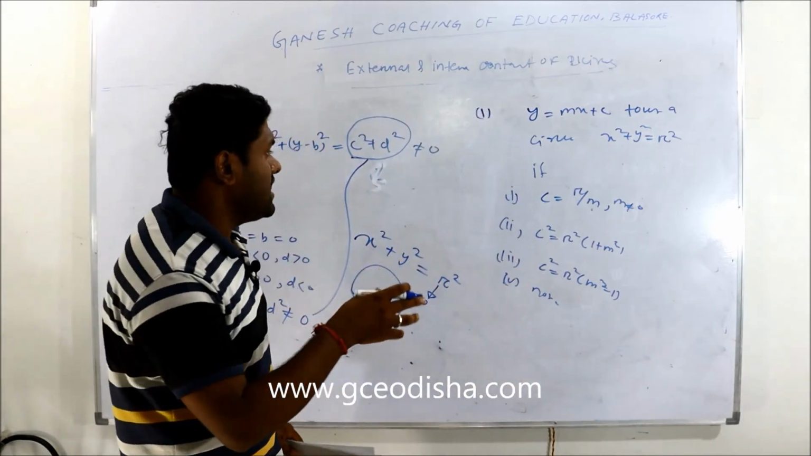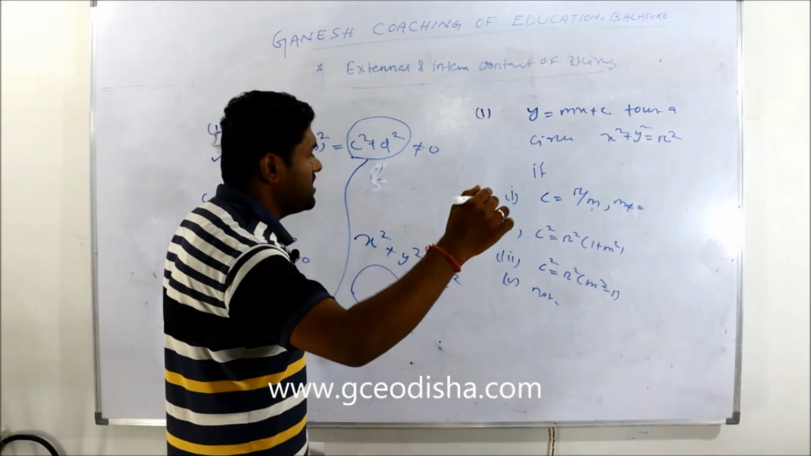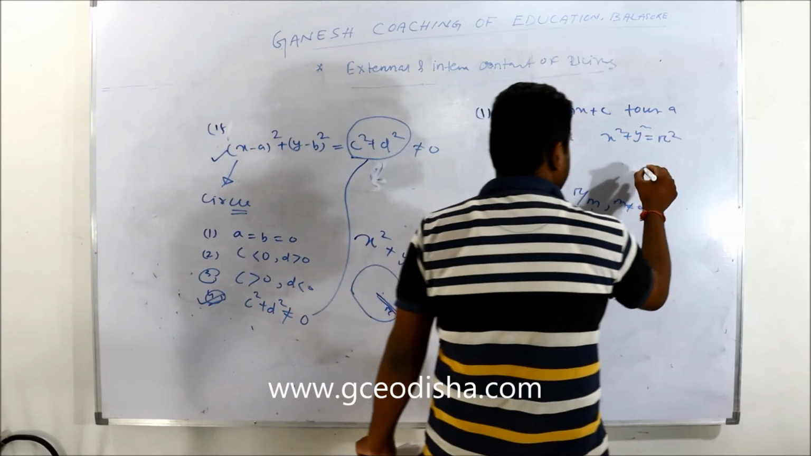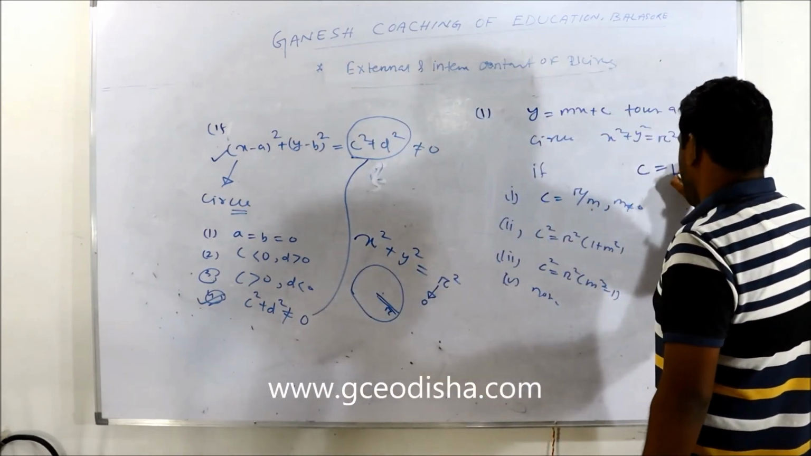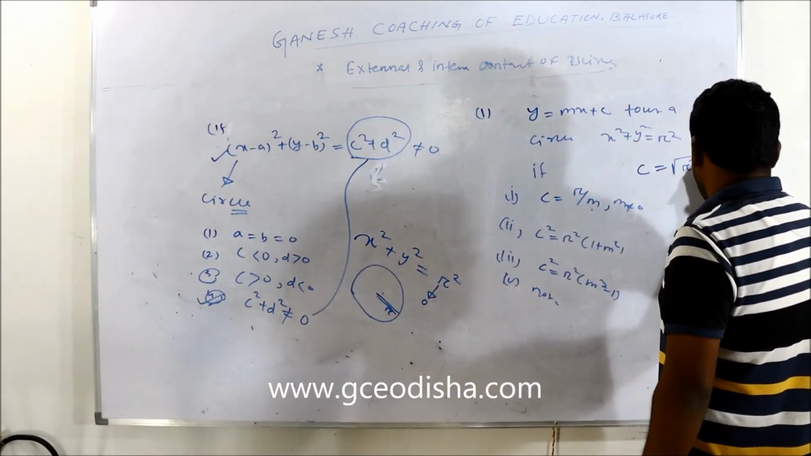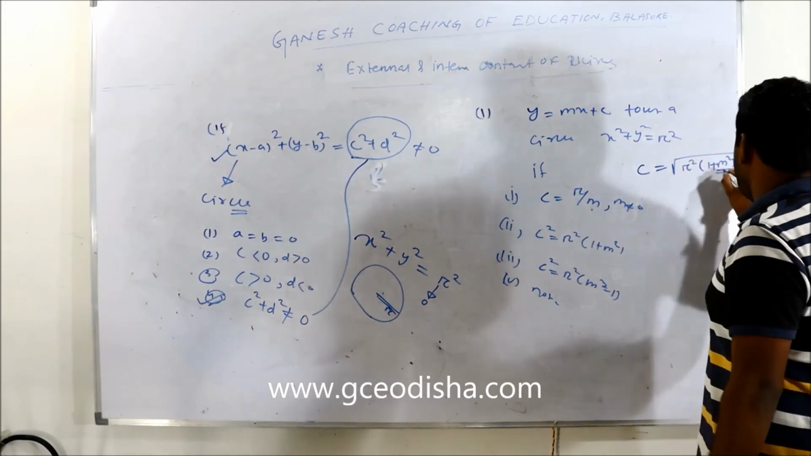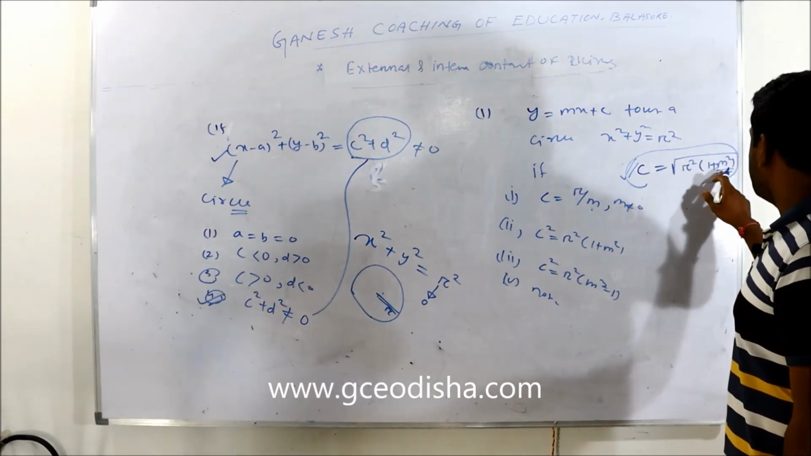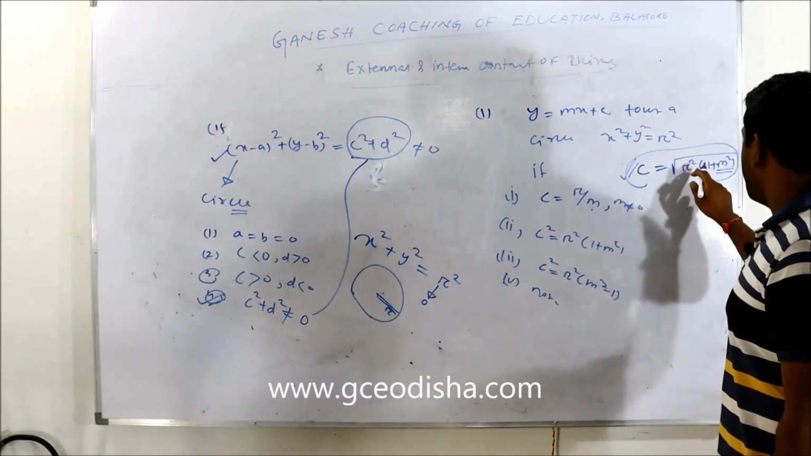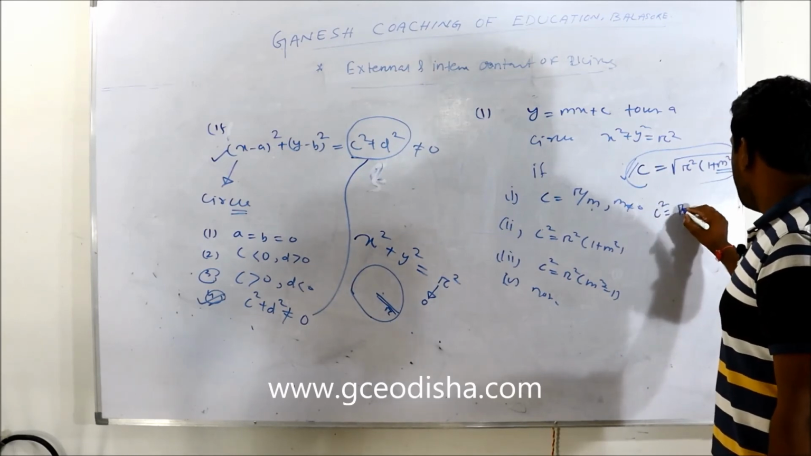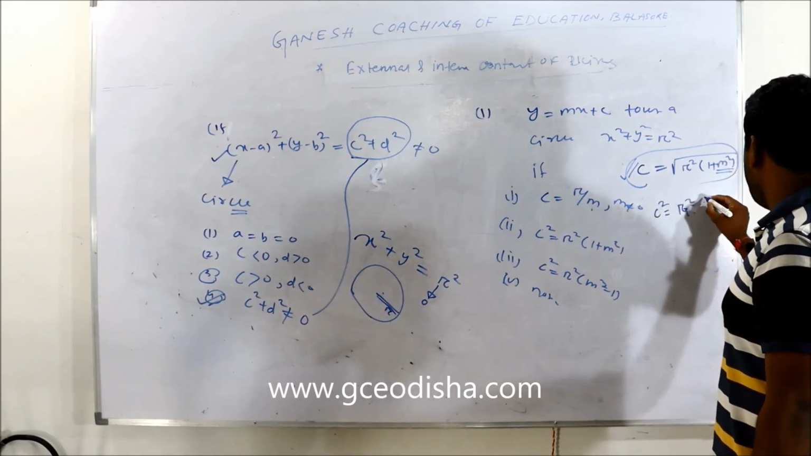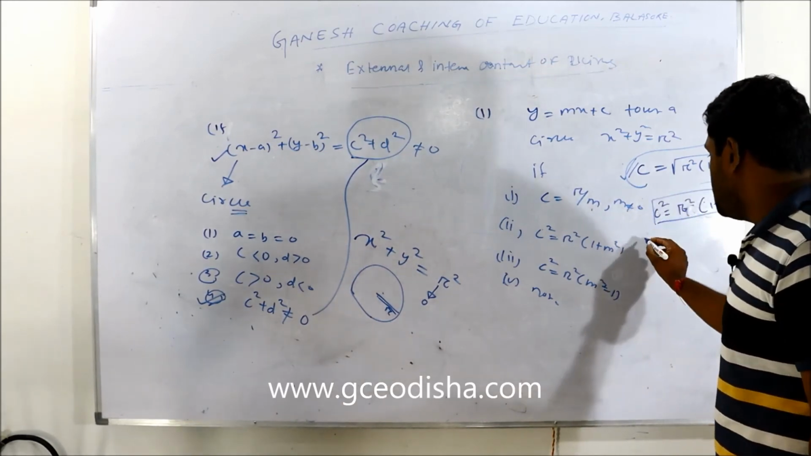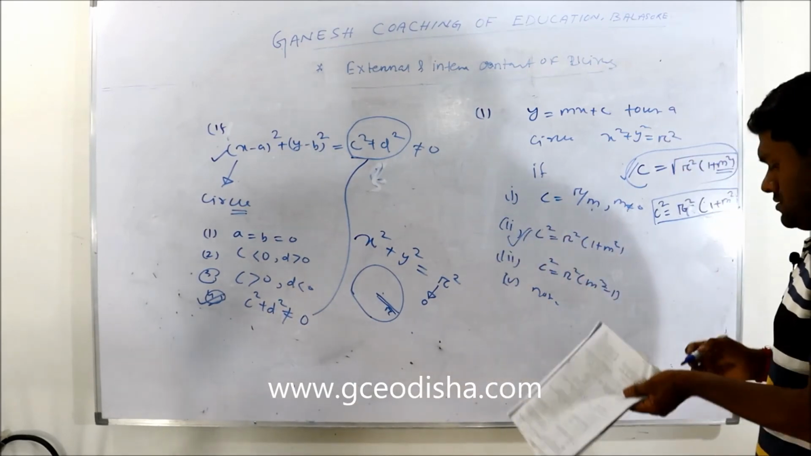I gave you this in the previous class. When a line touches a circle, what will be the condition? C is the square root of r square into 1 plus m square. This is the condition I told you in the previous class. Then what will be c square? C square is equal to r square into 1 plus m square. And then where is the option? Then option 2 is correct.